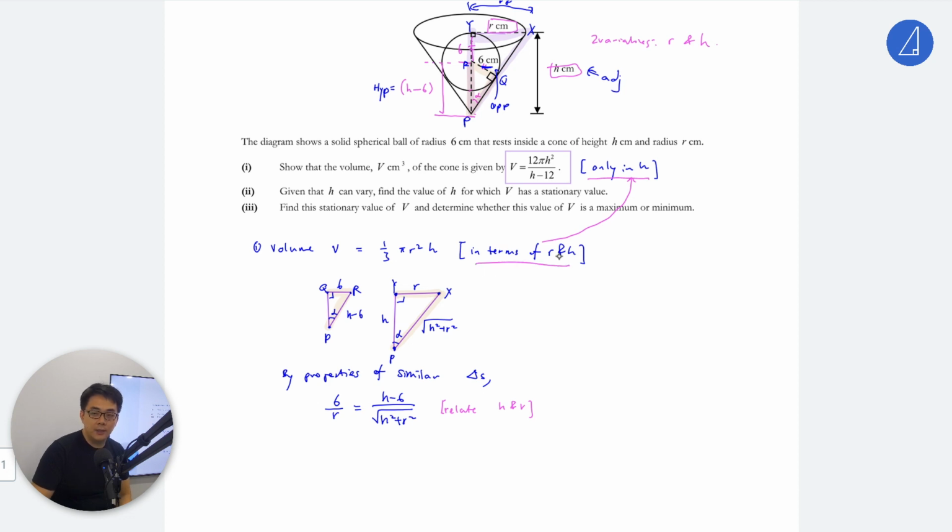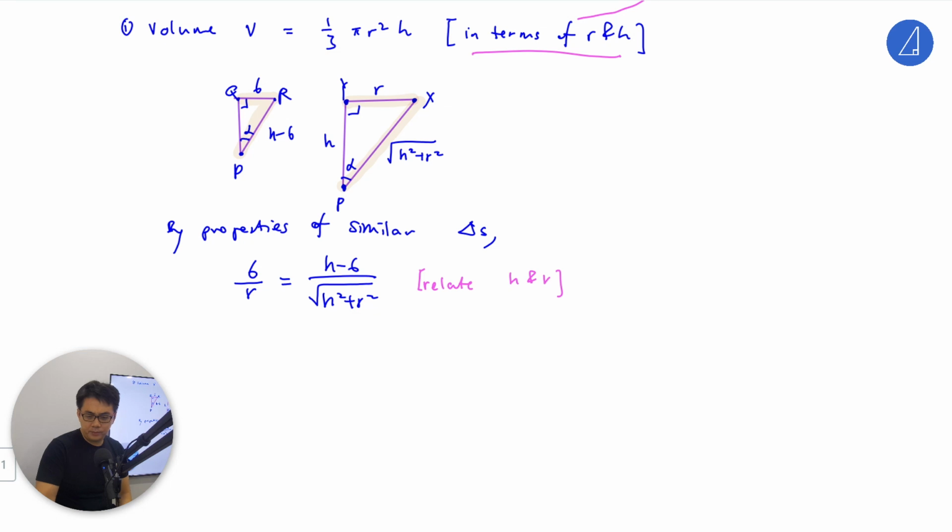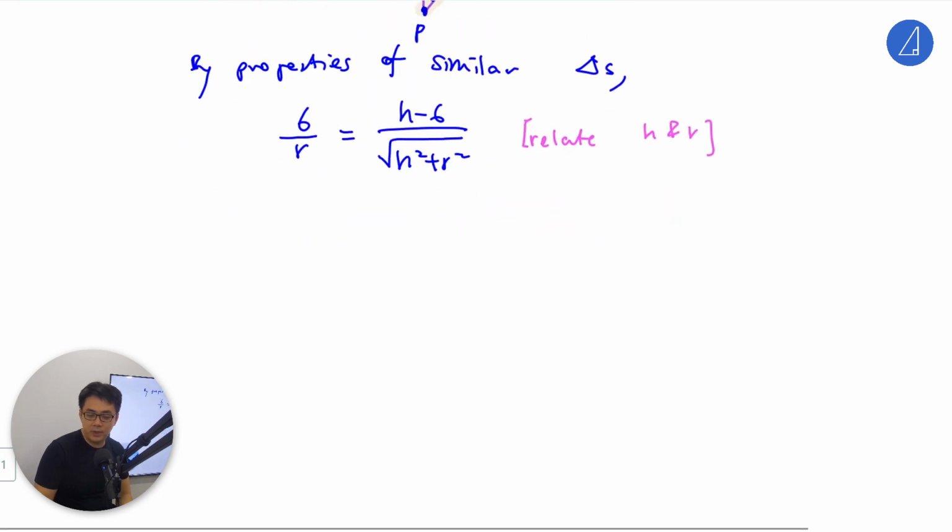So the linkage between these two is actually an equation there. In this case, we need r square, right? So can I square both sides?